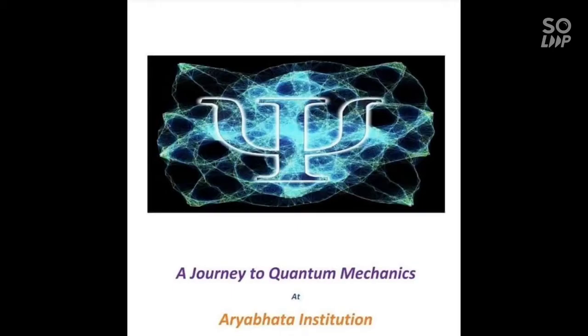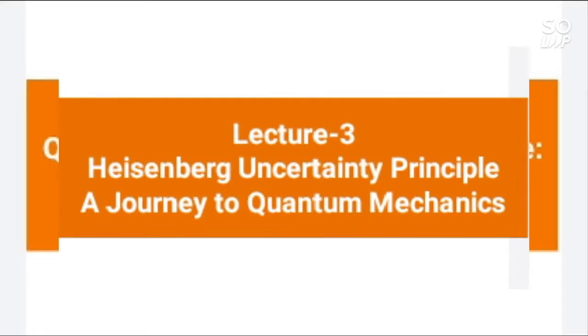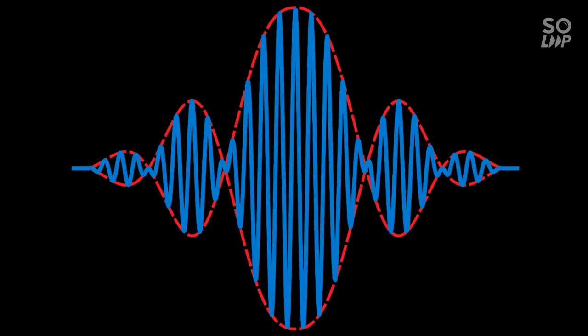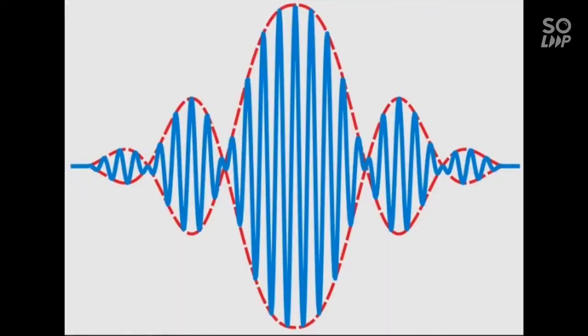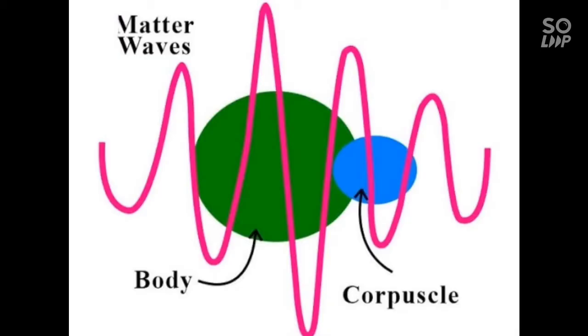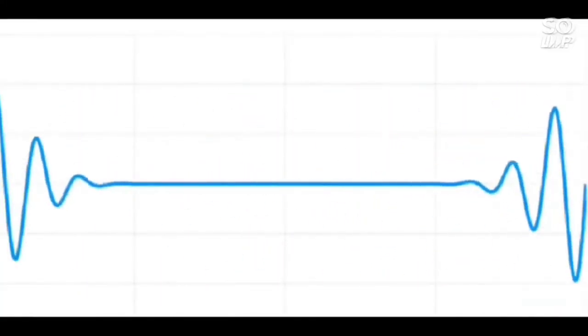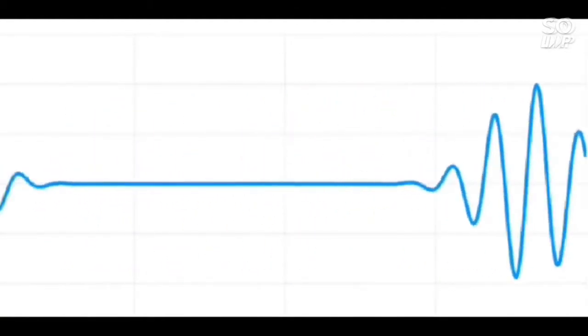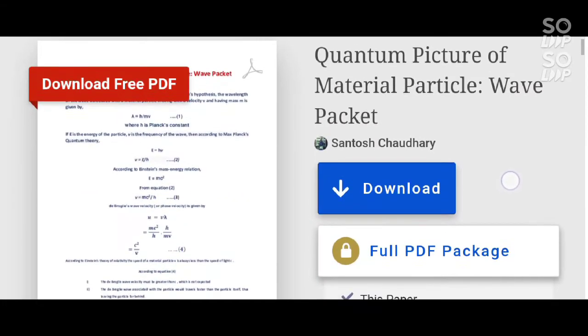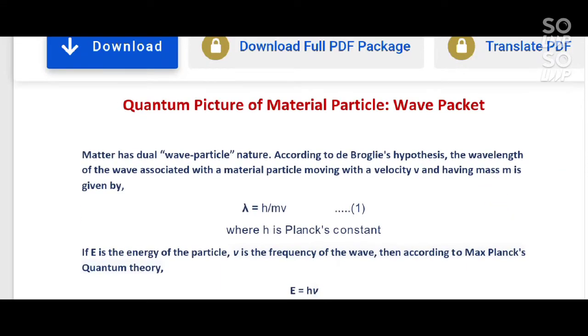Dear friends, in our previous lecture, we discussed the Heisenberg uncertainty principle. Today we will discuss the quantum picture of a material particle, that is, the wave packet. In our previous lecture, we came to know that a moving material particle has wave nature also. So matter has dual wave-particle nature.